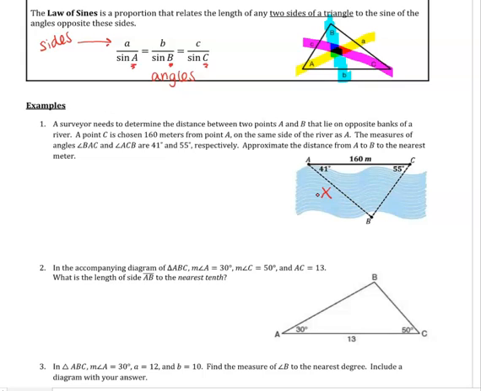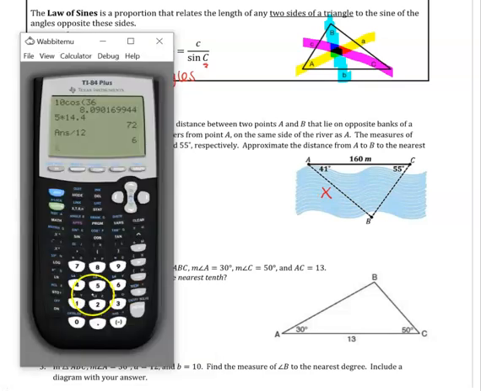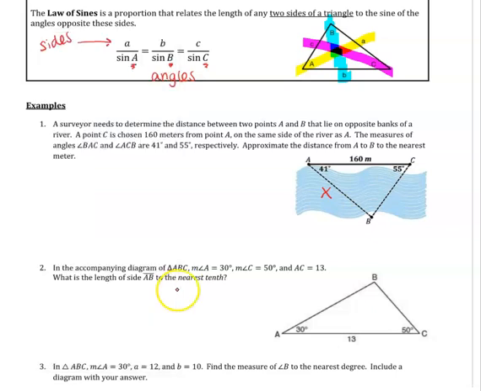So this is not a right triangle. In fact, we can probably prove that by doing 41 plus 55, which is 96. We know there's 180 degrees in the triangle, so that means this missing angle here is 84 degrees. So definitely not a right triangle. But I can use law of sines to solve any triangle by using sides and opposite angle relationships. So I see that my side x is opposite this 55 degree angle. The 160 that they gave me is opposite the 84 degree angle.